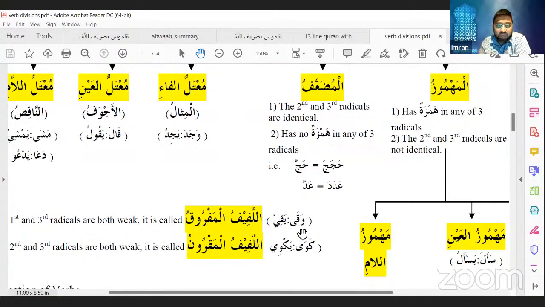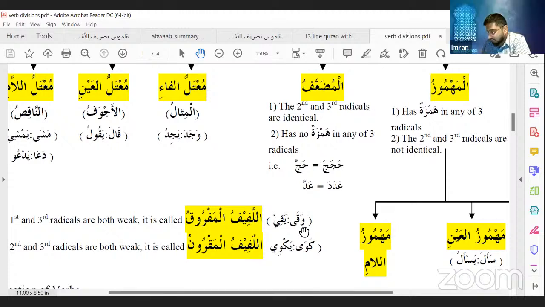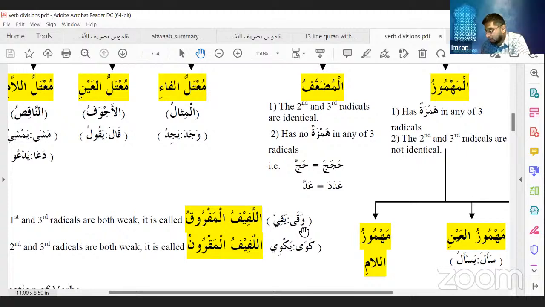Now, first of all, Sister Sukaina, what does waqa mean? Does anyone know? Waqa means he protected. Wow. So Sheikh, do waqa and wiqaya come from the same root, like taqwa? That's right.